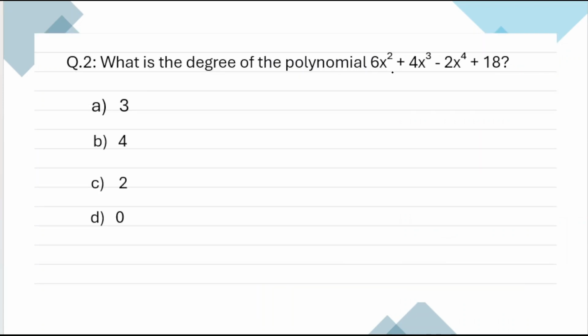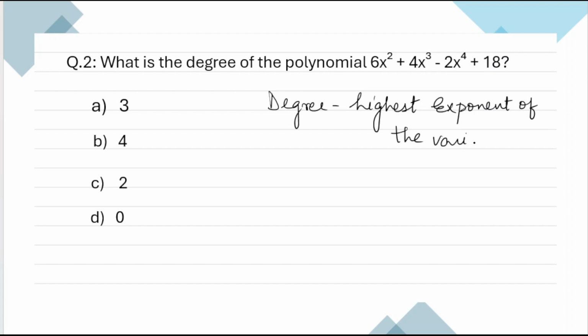What is the degree of the polynomial 6x square plus 4x cube minus 2x to the exponent 4 plus 18? What is the degree? Degree is the highest exponent of the variable. What is the variable? X. Look for the highest exponent. Here the exponent is 2, here 3, here 4, and 18 is a constant term. So 18 can be written as 18x to the exponent 0. So here the exponent is 0. Which is the highest one? 4. So our correct answer is B, choice 4.